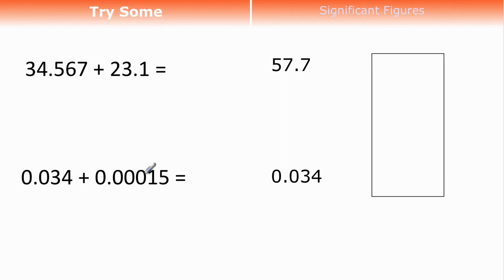Okay, the next one here, this is a sort of funny one. 034 and then 15. But here I've got 3 decimal places. Here I've got 5. I've got to go to the weakest link, so I can only give 3 decimal places. So it would be 0.034. Because this is less than 5, I leave that one where it's at. Okay, so that's adding and subtracting. Weakest link, number of decimal places.